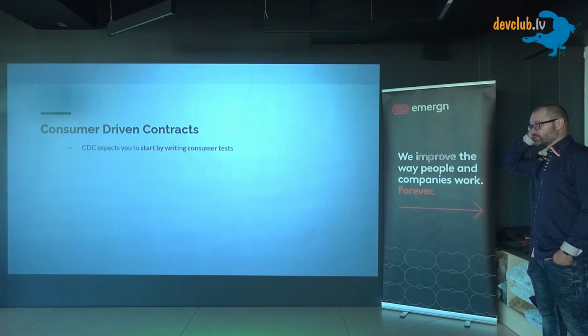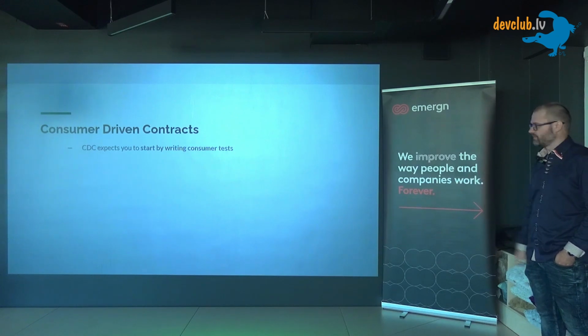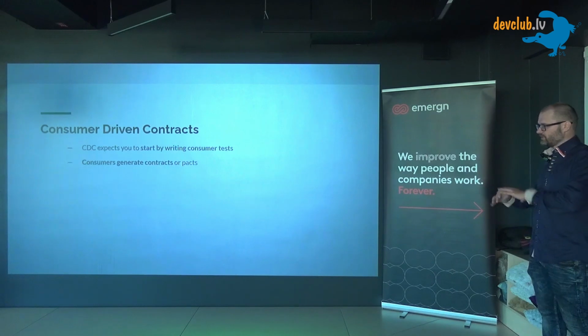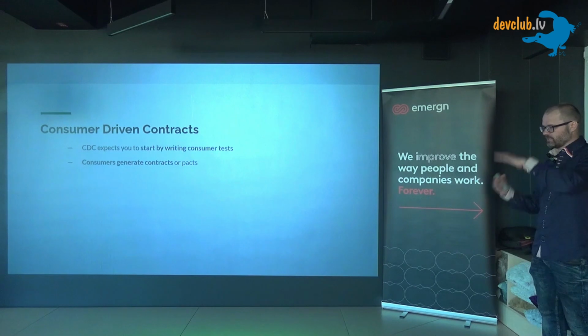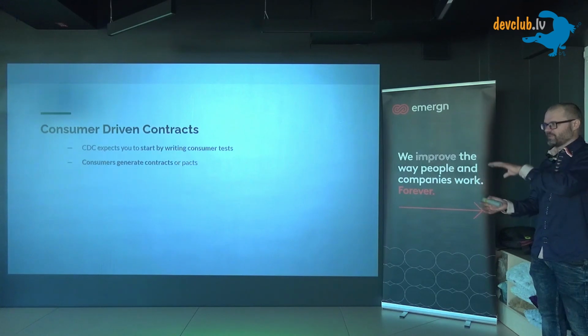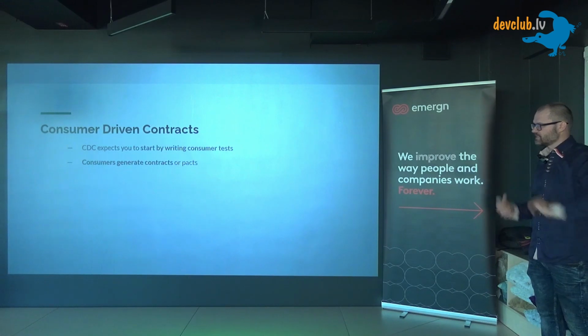In consumer-driven contracts, CDC expects you to start by writing consumer tests. So tests are written by the consumers. In our case, it's microservices that will use data from the main application. The consumer tests will generate the contract. Contract is a document that defines what kind of messages our consumer expects to receive. It includes also the examples of the messages. So those are real messages that we can test against.